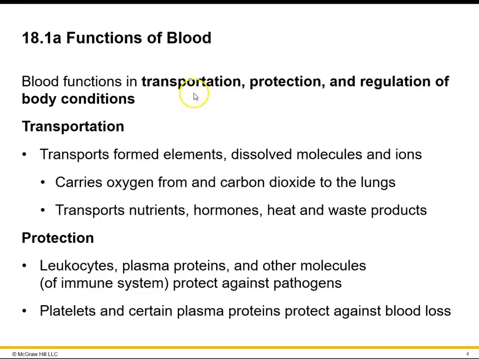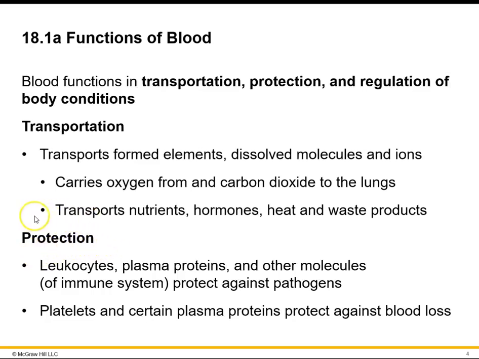The functions of blood include transportation, protection, and regulation of certain body conditions. Okay, so transportation, blood is going to transport formed elements, so the red blood cells, the white blood cells, the platelets, as well as those dissolved molecules and ions that are dissolved in the plasma. So those formed elements, the red blood cells, are going to carry oxygen to the tissues and carbon dioxide from the tissues back to the lungs. And blood is going to transport nutrients that we absorb from eating. It's going to transport hormones throughout the blood, as well as heat and waste products.